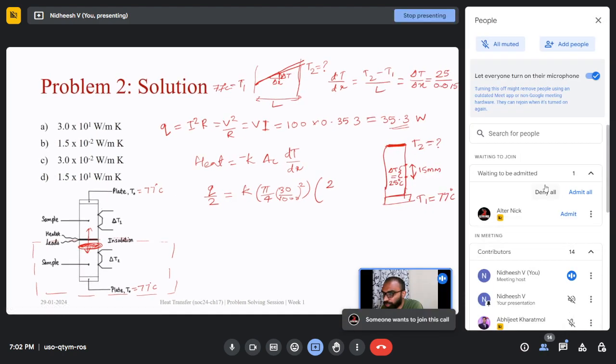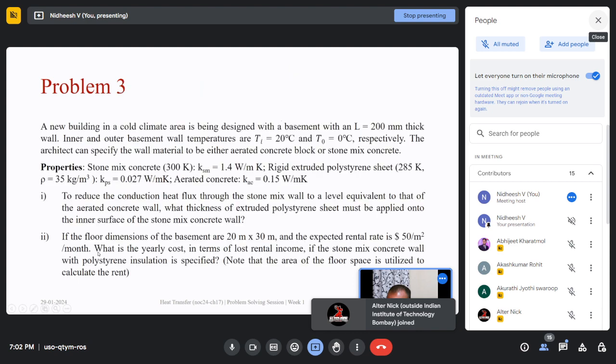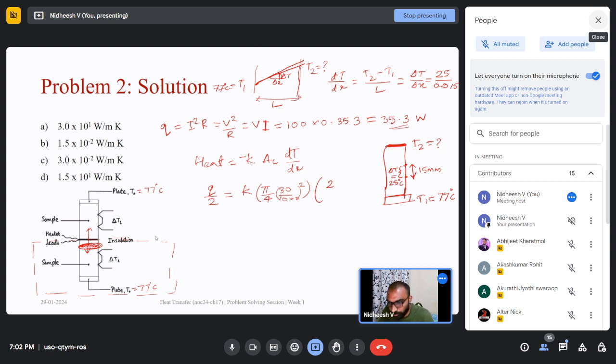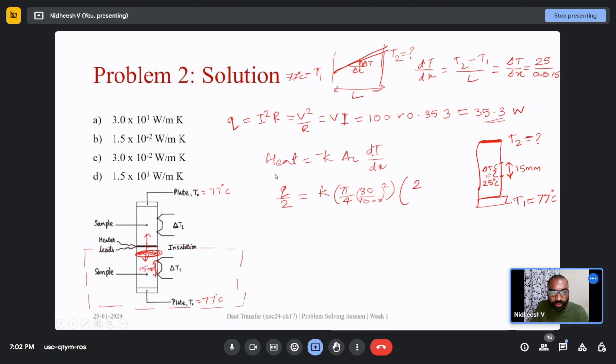So in the image, if I want to show this, this is 15 mm, this distance. It is a differential thermocouple, and it has two leads, and the distance between those two leads is 15 mm. Correct, sir. Clear, right? Yes, sir.